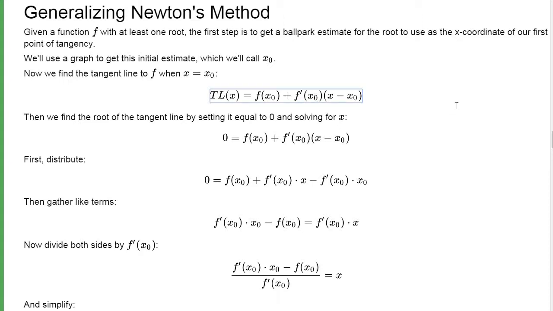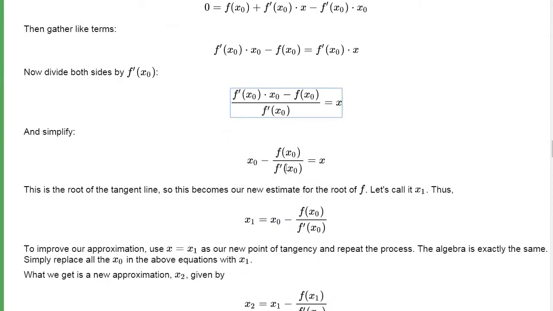There it is. We're going to find the x-intercept of that tangent line by setting it equal to 0 and now solving for x. So here are the algebra steps. Solve for x, and then we'll simplify a little bit and we get this. The x-intercept of our tangent line is x sub 0 minus the function value there divided by the derivative there. I'm going to call that x sub 1. Okay, that root of the tangent line is x sub 1.